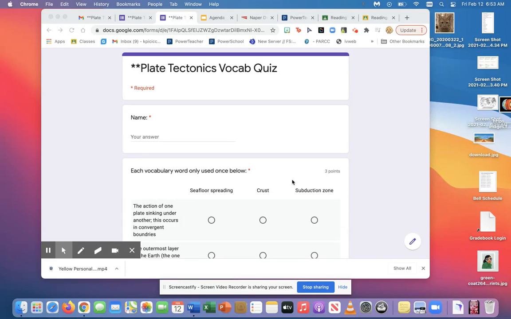Okay, you're listening to the Plate Tectonics vocab quiz. I'm just going to read this out loud. So please take the time right now to type in your name. Do your first and last name, please.